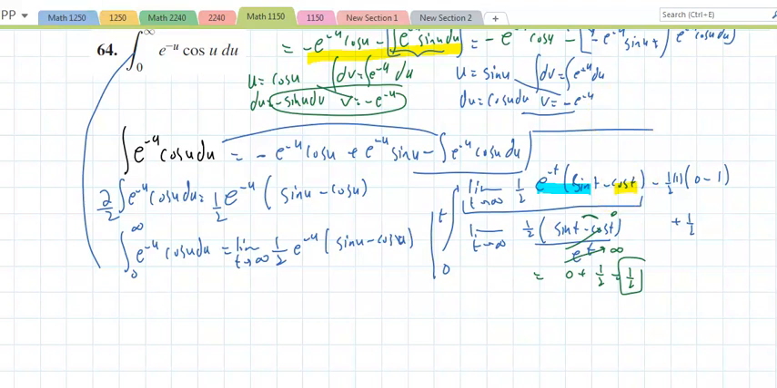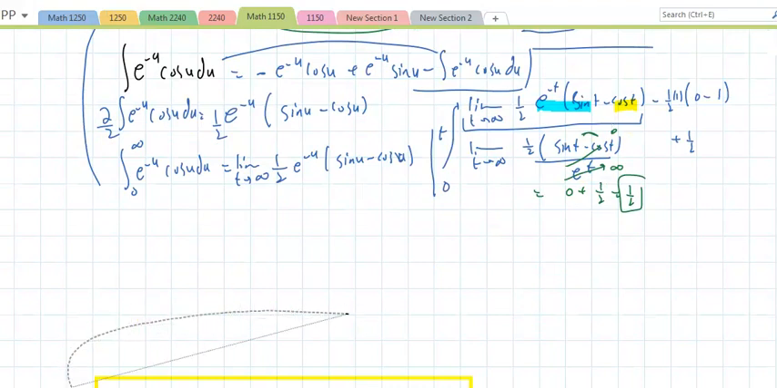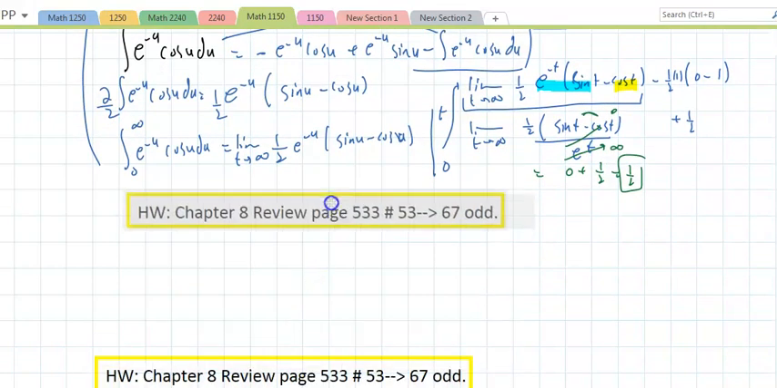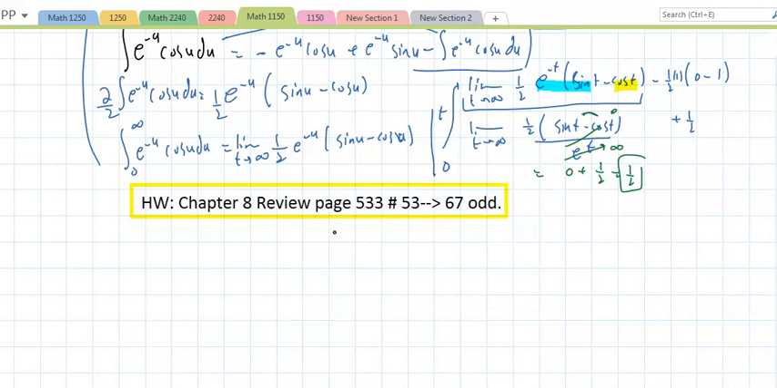And there's your homework for this batch. This is homework number 2. You're going to go to page 533 and do number 63 through 67 odd.